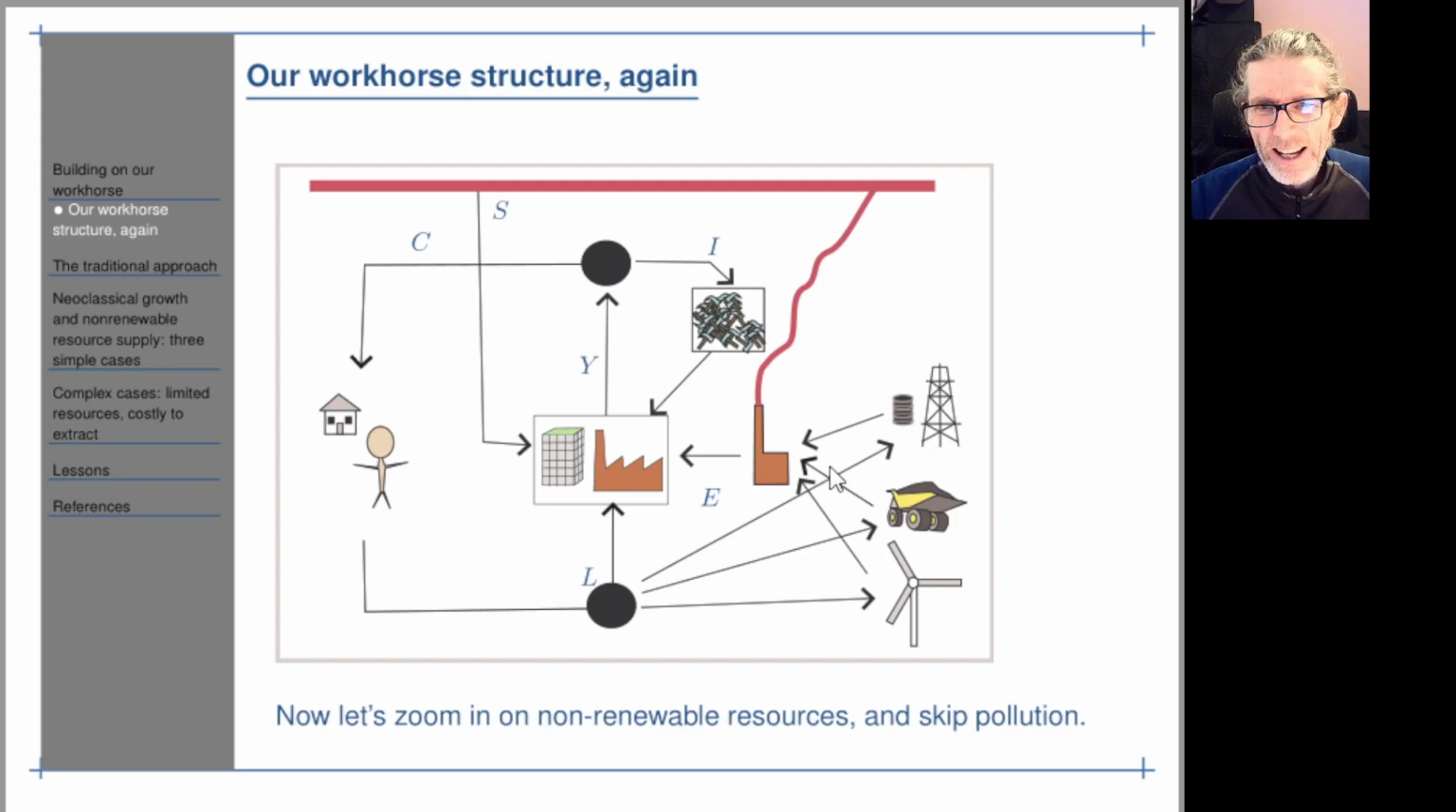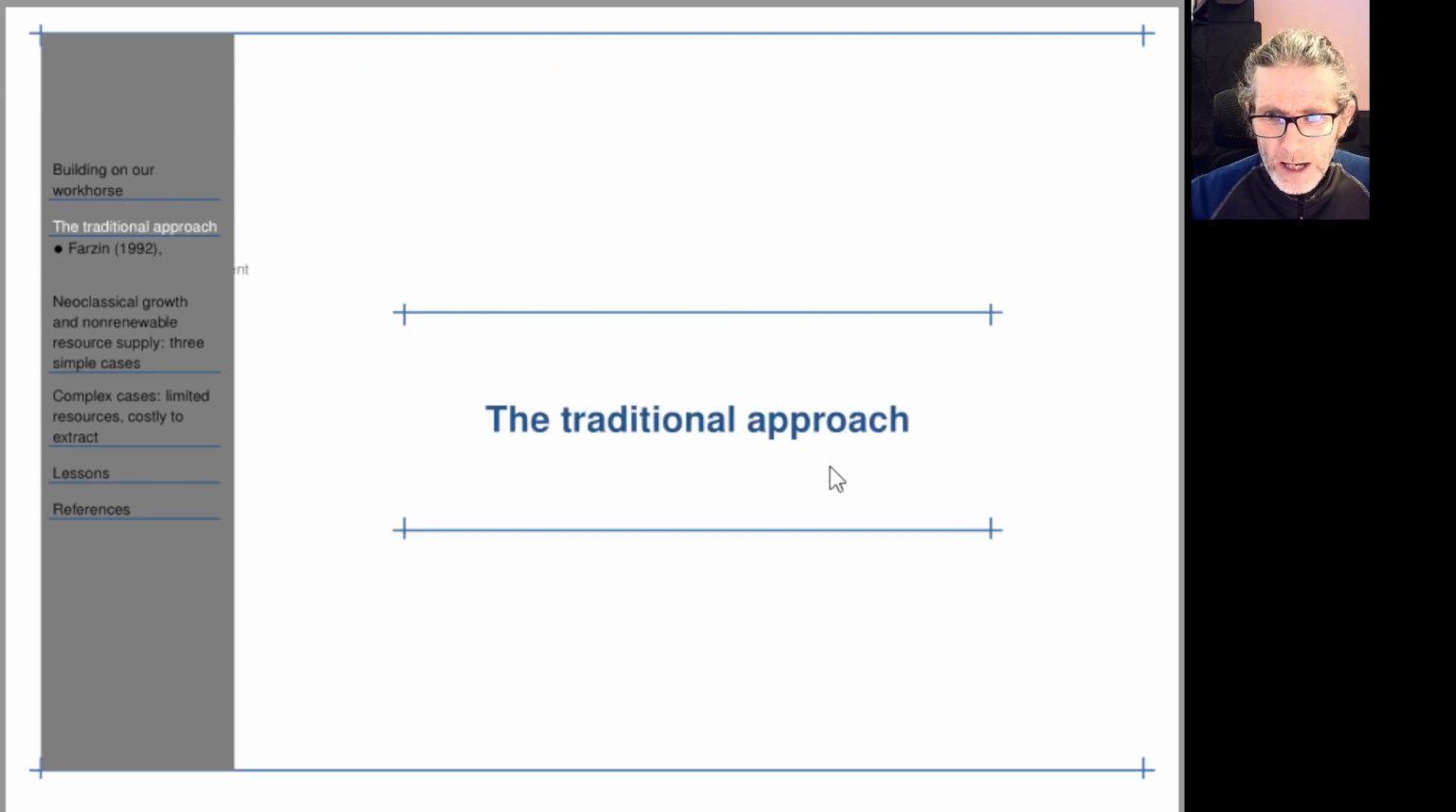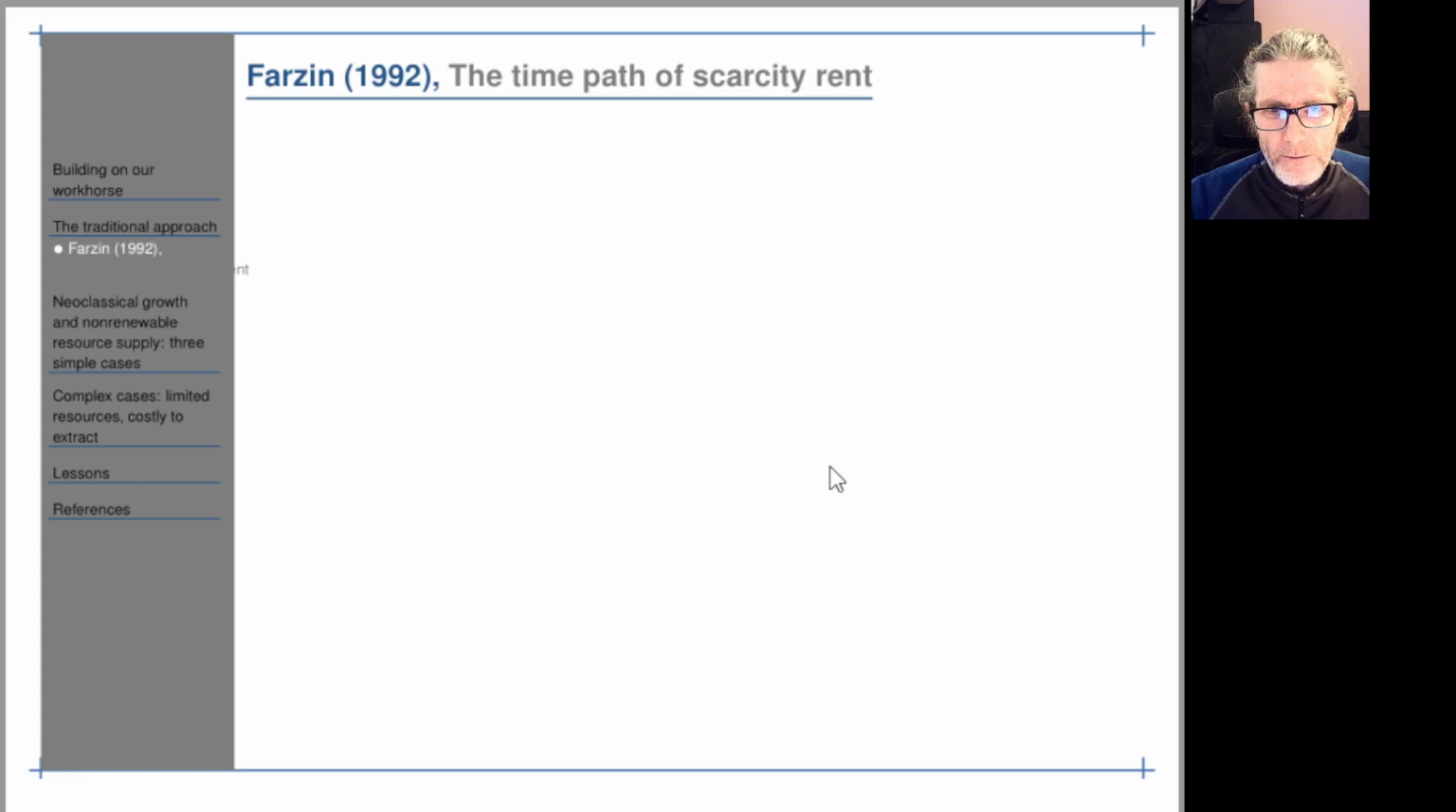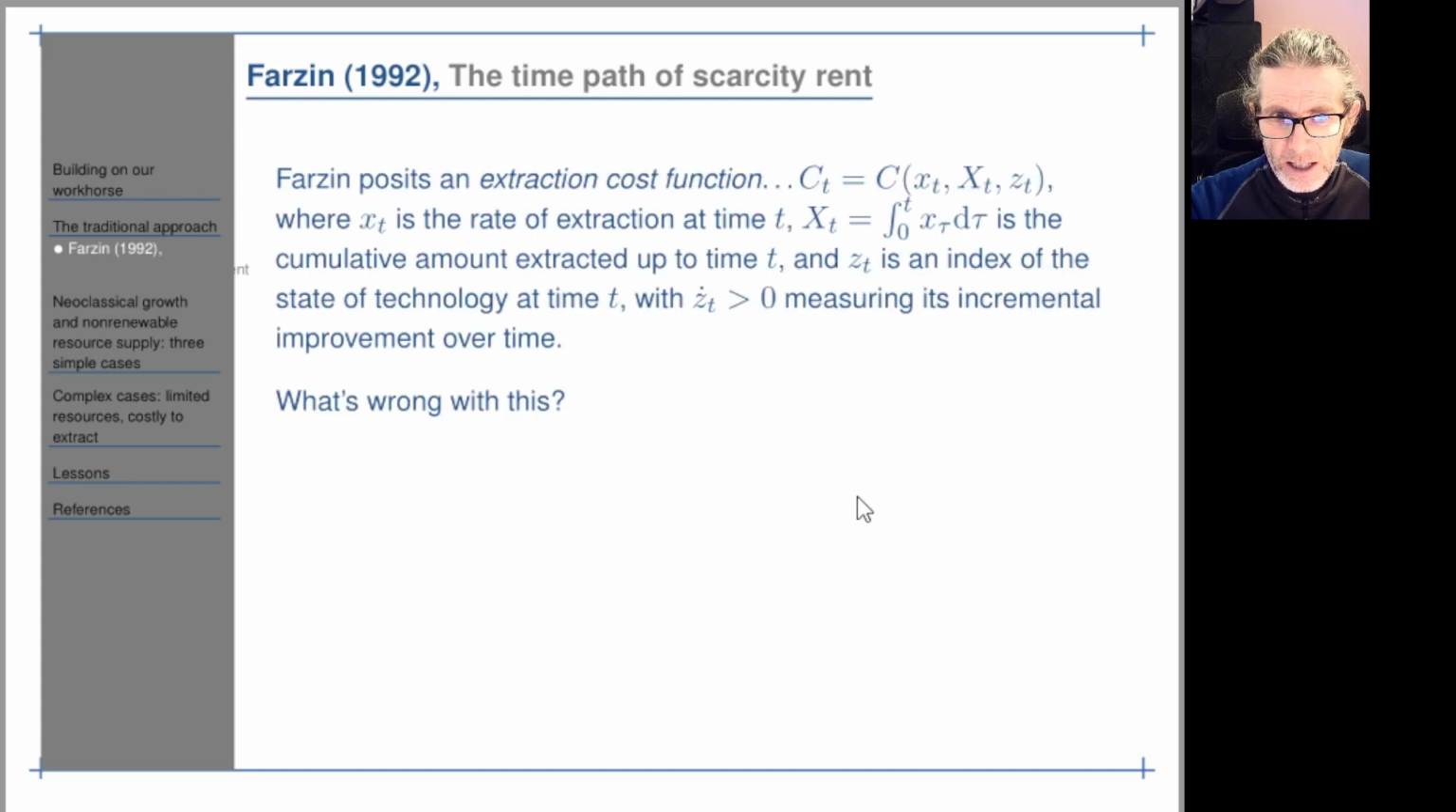We're going to have a look at one paper from the literature first, going back 20-30 years, Farzin in the Economic Journal, The Time Path to Scarcity Rent. So this was one of the papers subsequent to DHSS that was trying to do things properly and actually look at extraction costs and so on and really understand things.